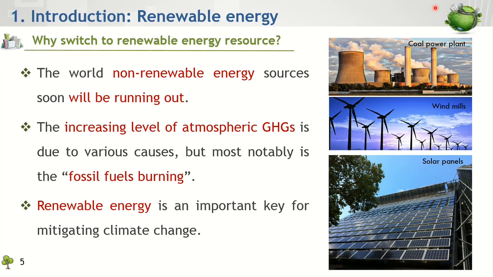Then in terms of climate change, fossil fuel combustion is the main source of anthropogenic greenhouse gas emissions that lead to rapidly increasing global warming. So in that sense, avoiding the use of fossil fuel could be an effective way to mitigate global warming and climate change as a whole.